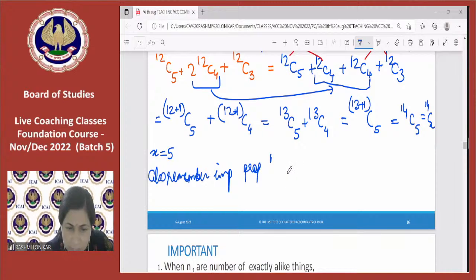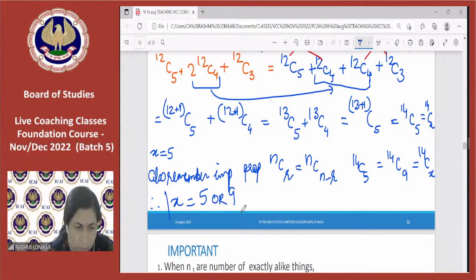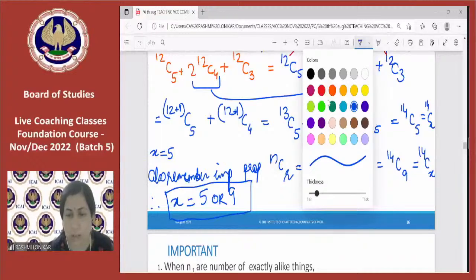What is the important property? That NCR is equal to NCN minus R. This is a very important property. So using this over here, I have 14C5 equal to 14C9, because 14 minus 5 is 9. Now this will also be equal to 14CX. Therefore, X is equal to 5 or 9. Very important sum, because I have to know that I will get two values.